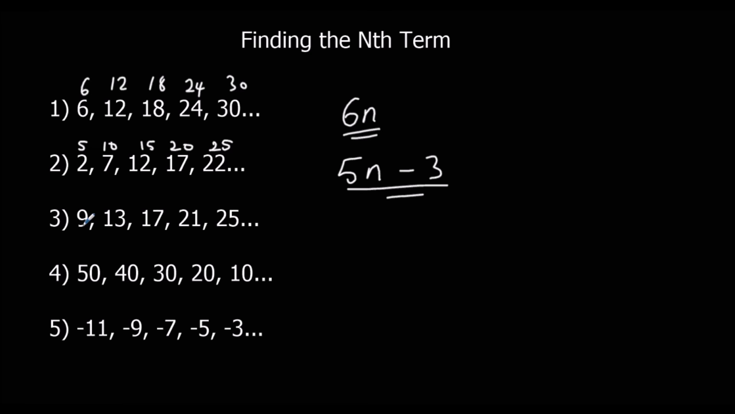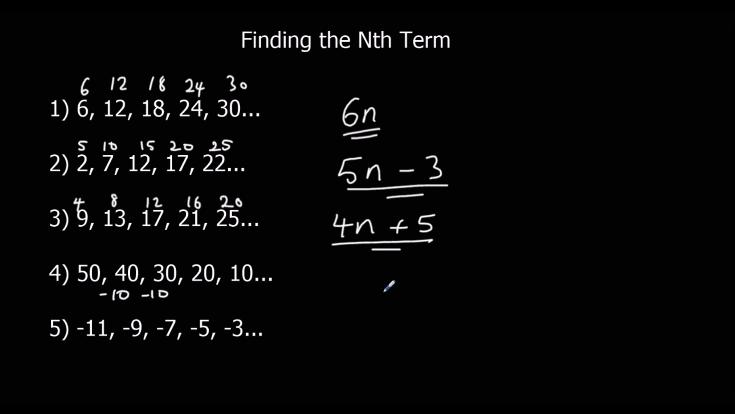So take off 3. The next one, we're going up in 4s every time. So it's going to be 4n. That's 4, 8, 12, 16, 20. What have we got to do to the 4 times table to get this sequence? Add on 5. 5 more every time. So it's the 4 times table plus 5. 4n plus 5.